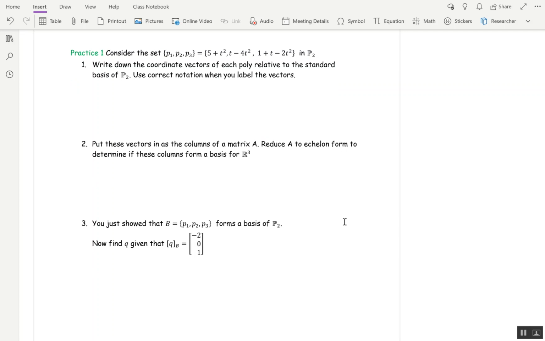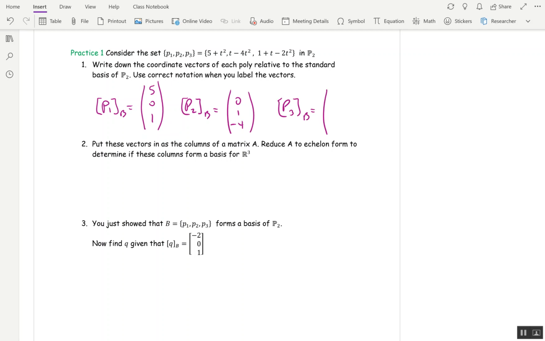All right, so assuming you've unpaused, write down the coordinate vectors for each polynomial relative to the standard basis of P2. So we got P1 sub B, that's going to be 5, 0, 1. P2 sub B is 0, 1, negative 4. And P3 sub B, the coordinate vector for P3, is 1, 1, negative 2.